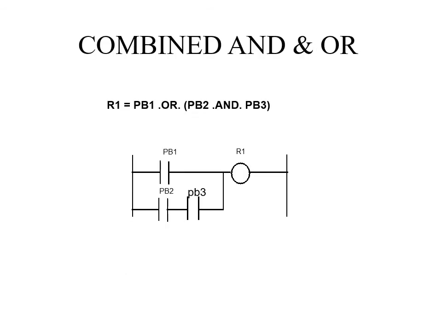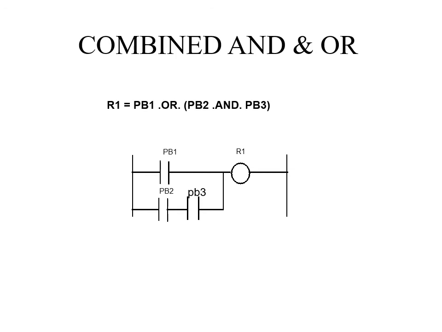So here we can see a combined AND and OR. We have PB1 in parallel with PB2 and PB3. PB2 and PB3 are connected in series. Now in order to turn R1 on, we can either turn PB1 on or turn both PB2 and PB3 on. Of course, we can also turn all three switches on at the same time. That would also turn R1 on.